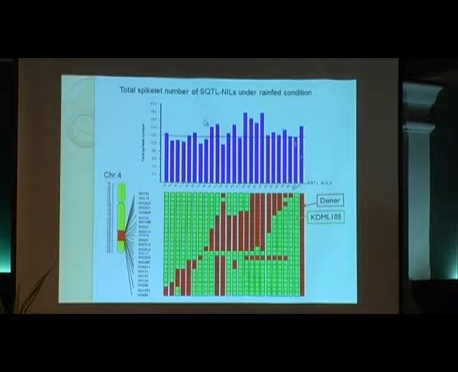And it makes us interested in finding out, in our CSS lines, the gene which is actually controlling the total spikelet number, because we have the lines ready for us to work on.